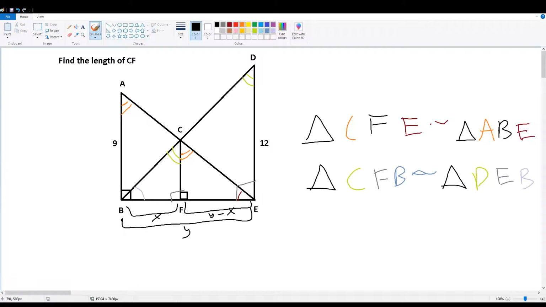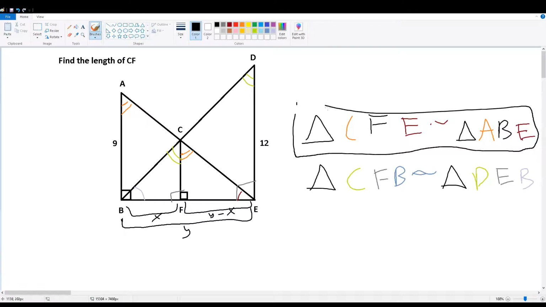So we've written those, and now what I want to do is compare these corresponding sides. So let's first compare the corresponding sides of this first triangle right there. What side does CE correspond with? CE corresponds with AB. We take the first two letters.